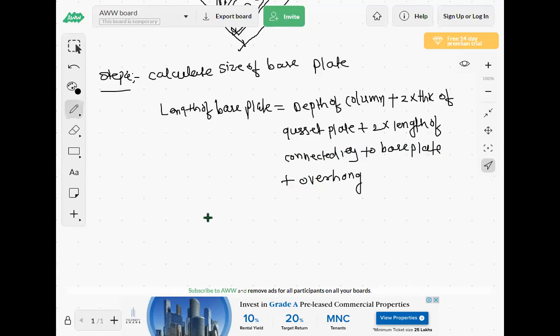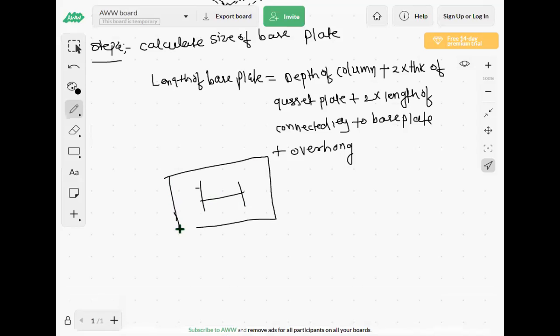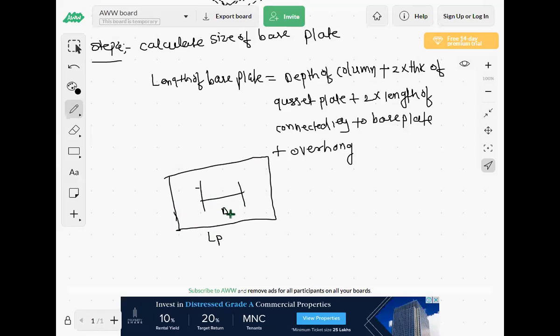It means what? How to calculate length of base plate? See, depth of column. Actually, this is your length of plate. Are you getting? So this is the depth of column. Then we have to use here thickness of the gusset plate. Then you have to use here angle length. This angle length you have to measure, and this is the overhang. This part is the overhang. Are you getting?